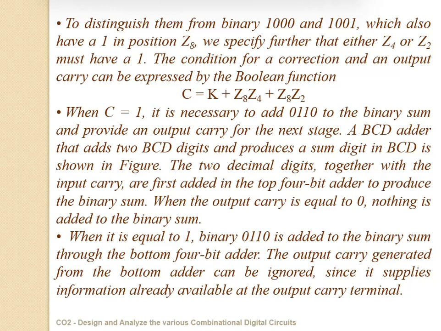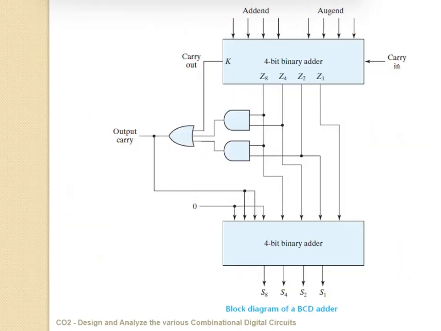When it is equal to 1, then 0110 is added to the binary sum through the bottom 4-bit adder. The output carry generated from the bottom adder can be ignored since it supplies information already available at the output carry terminal. So when you go back to the diagram, if the sum of the two addend and augend is less than 9, it will forward the data to the next 4-bit binary adder, and the output will be produced for the BCD adder. If the sum is greater than 9, 0110 is added and we obtain the correct BCD representation.